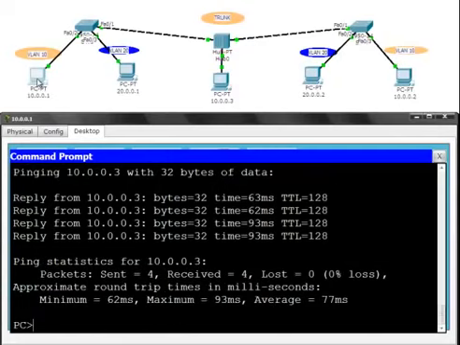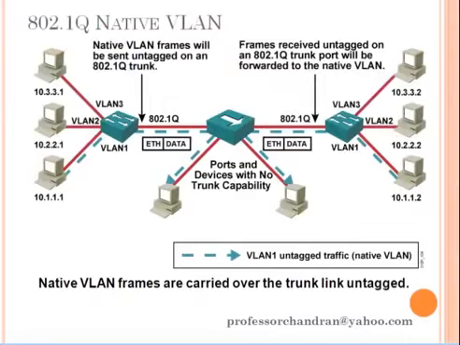Since they are sending untagged packets, they also accept untagged packets. In this scenario, native VLAN helps you. Any packet that is coming untagged will be considered as VLAN 10 and they can interact. There is also another usage of this native VLAN.